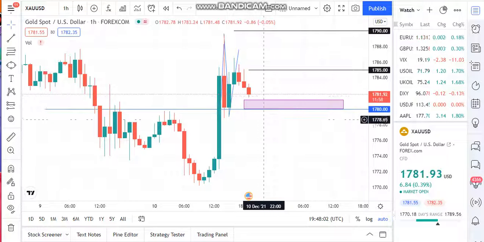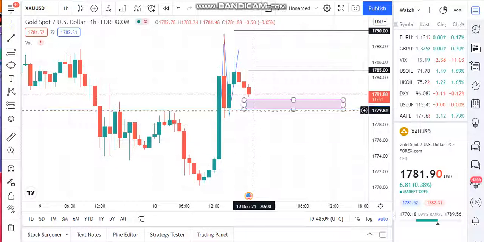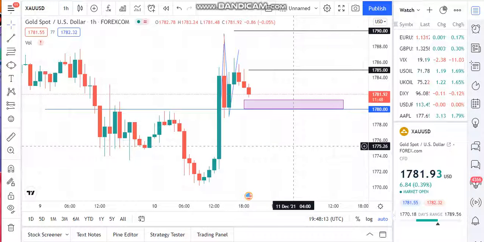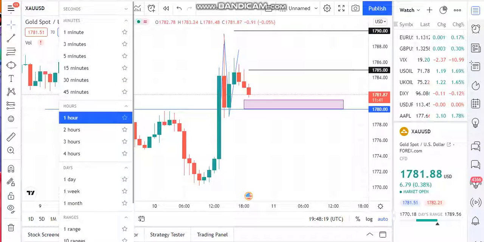Look, it's at 1781. It's going to go to 1780 right now, and eventually probably start consolidating, wicking before deciding if it wants to head back down or not. Okay, so we're going to see what price wants to do. We're just going to play it by ear. You're just going to look at the charts and see what price wants to do.